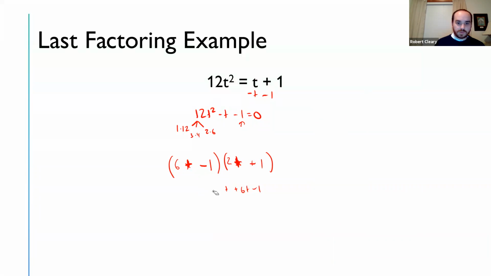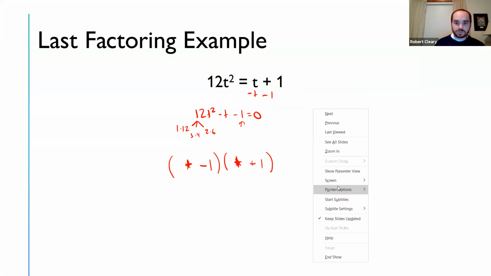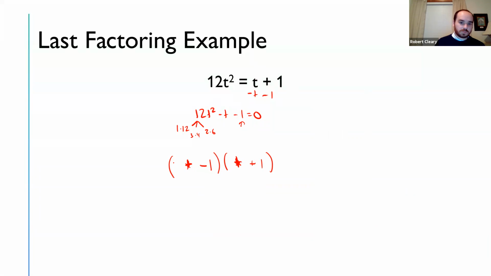So we can try some different ones. If we really wanted to, we could try 12 and 1. This should be pretty obvious that it's not going to work. We'll get 12t squared again. This time we'll get plus 12t and then minus 1t and then minus 1. When we solve that out, we get plus 11t. That is definitely not what we want. So that one is also wrong.